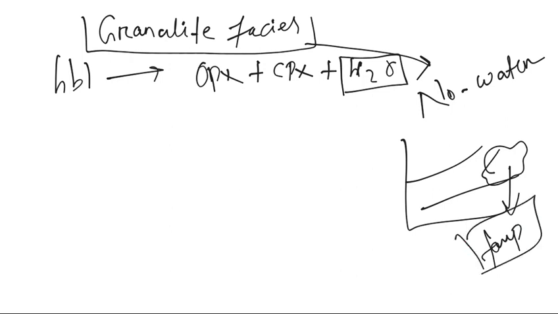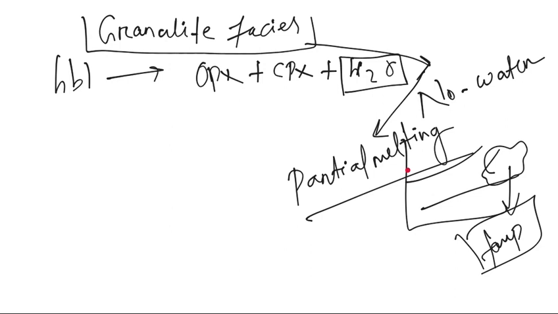Temperature is very high. Now the thing is, the rocks which are already at high pressure and temperature are getting water. Now water, what will it do? It will decrease the melting temperature of the rocks. Now what will happen? Partial melting will happen. Okay.